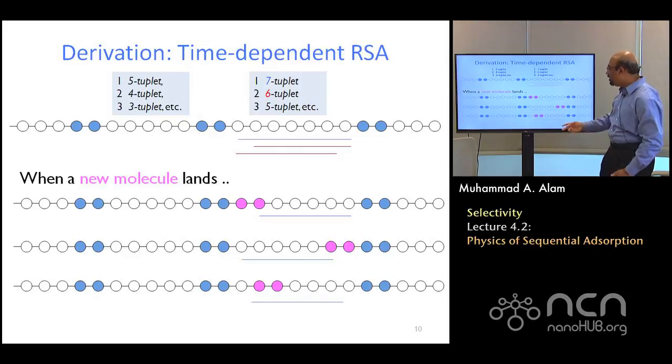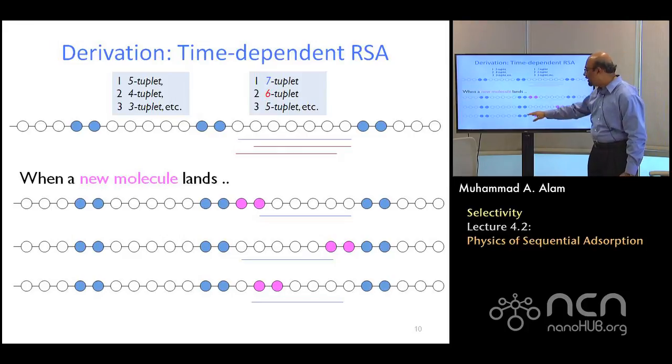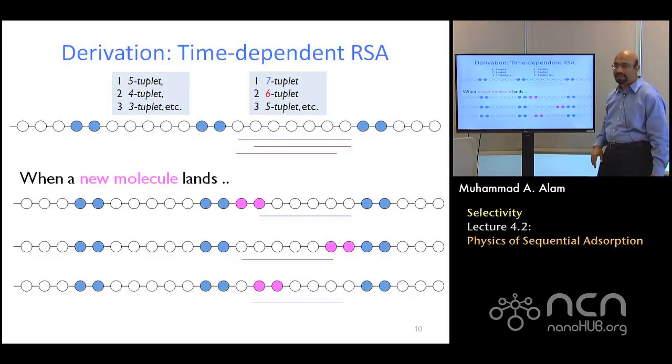And finally, the molecule can land anywhere in between of the 7. It can land here, it can land here, it can land here. So the number of empty spaces it will destroy, all of them will destroy the 6 tuplets. And so we can write a differential equation for it and then solve it as a function of time. You'll see that that will give us why the coverage is never perfect.